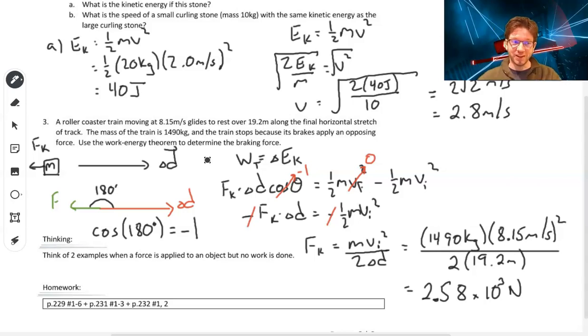Which is something very, very important to know, especially when you're driving. Don't always think that you can come to a stop immediately. You double your speed, you quadruple your stopping distance. So be safe.